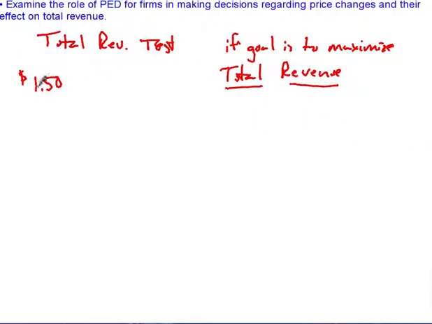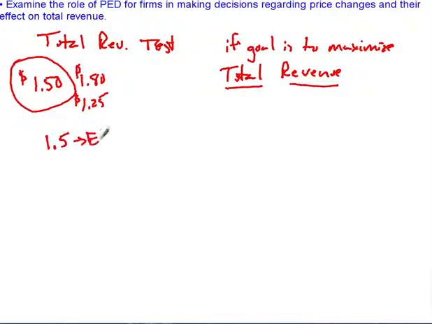And so if you're Coca-Cola, should you raise your price to say $1.80? Would that raise total revenue? Or should you lower your price to say $1.25? Would that raise revenue? All right. You have no way of knowing unless you know what? All right. Unless you know the elasticity of it. And so let's say the elasticity value of Coca-Cola was 1.5. That's telling you it's an elastic product. All right. And if it's elastic, what's going to happen if elastic?